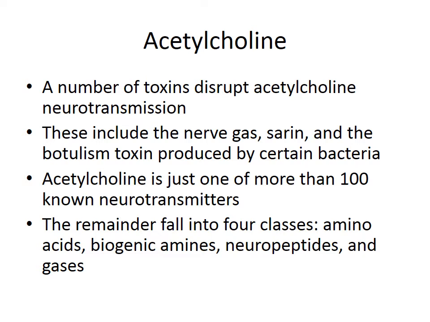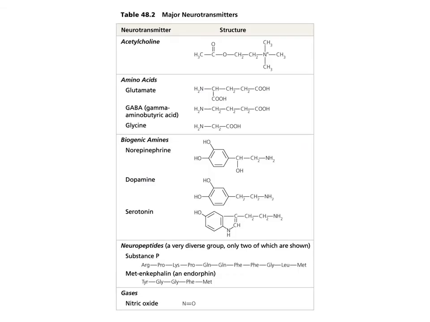acetylcholine disruption. Acetylcholine is just one of more than 100 known neurotransmitters. So we have a lot. We don't just have one. Acetylcholine just happens to be the biggest one. The remainder, other than acetylcholine, which is in its own a great big class, the remainder fall into four classes. So there's neurotransmitters that can be amino acids, or biogenic amines, or neuropeptides, or gases. And let's take a look at each one of these.